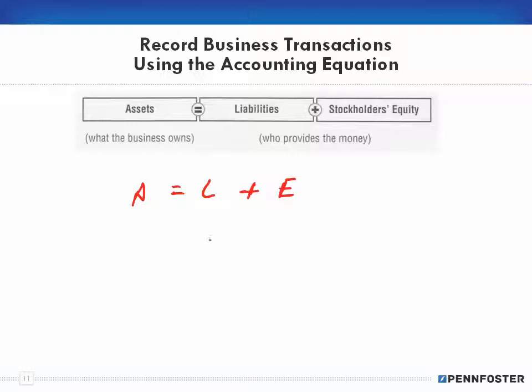All right. So with that said, let's look at just a few more definitions, and we'll move on to another. We'll stop this video and then move on. So, what's the definition of an asset? Well, here it's showing what the business owns, which is true. So an asset is what the business owns.